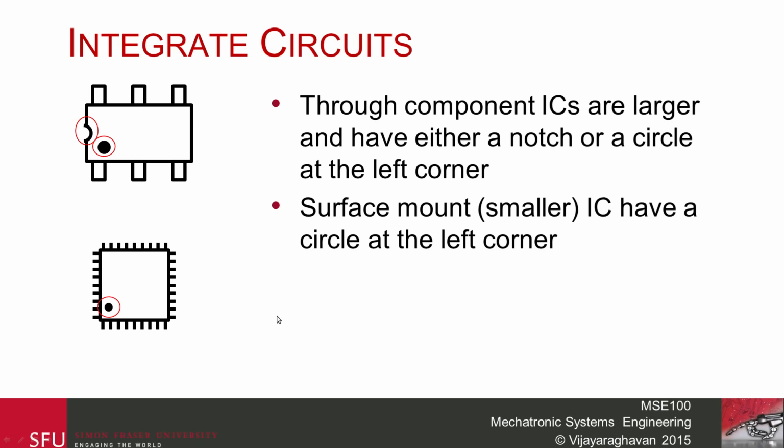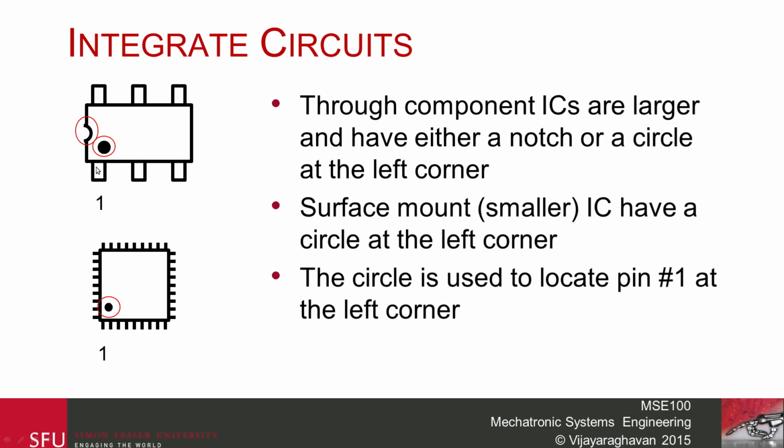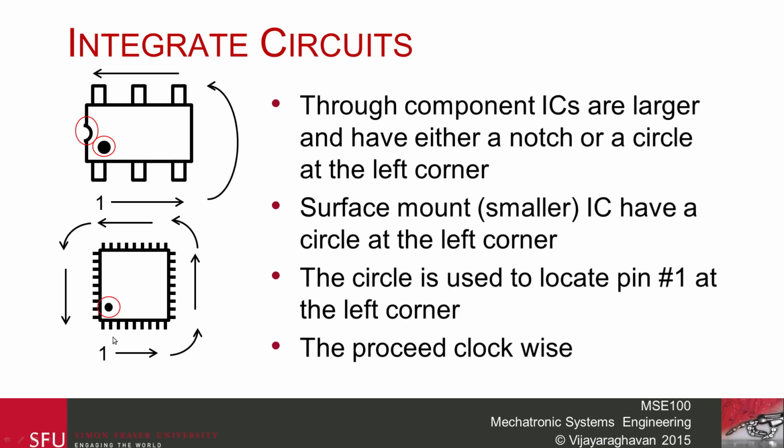So once you can identify the bottom corner, the first pin is going to be this. For the through mount, this is going to determine pin number 1. For your surface mount, this is going to be pin number 1. Then once you locate pin number 1, you start counting in the counterclockwise direction.